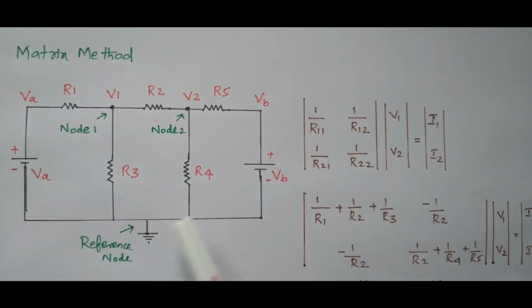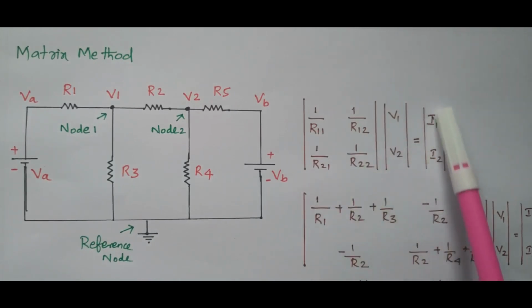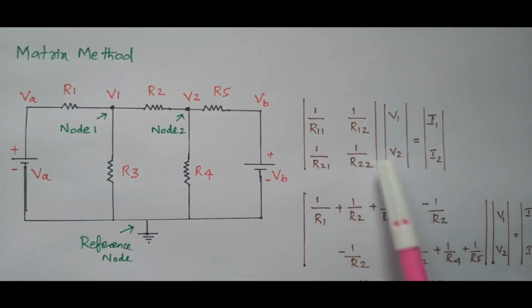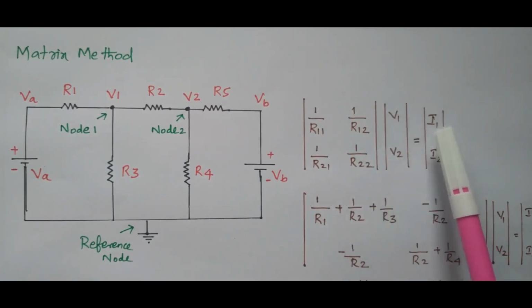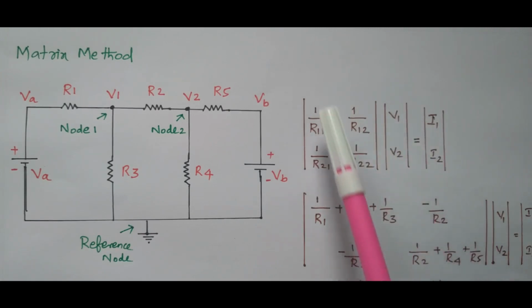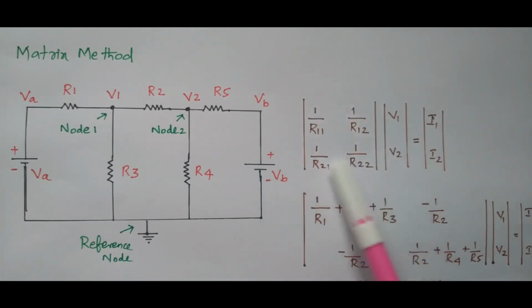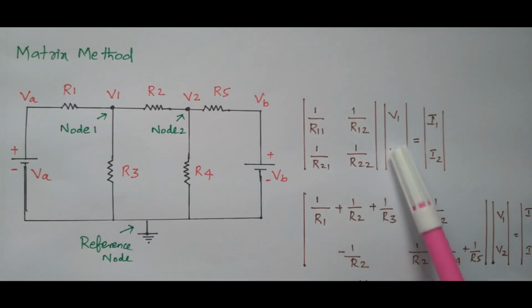What is the matrix method? We need to frame this matrix. I equal to V by R. Here I is the current matrix, V is the voltage matrix, and this is the resistance matrix. What is the formula based on Ohm's law? I equal to V divided by R, so here it is written as 1 by R. We need to frame the resistance matrix, voltage matrix and current matrix.